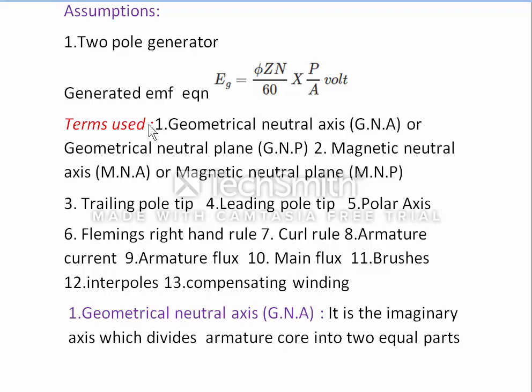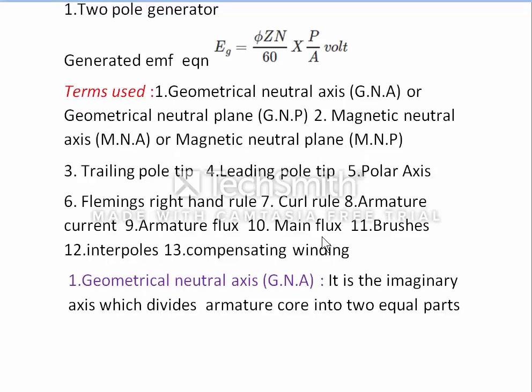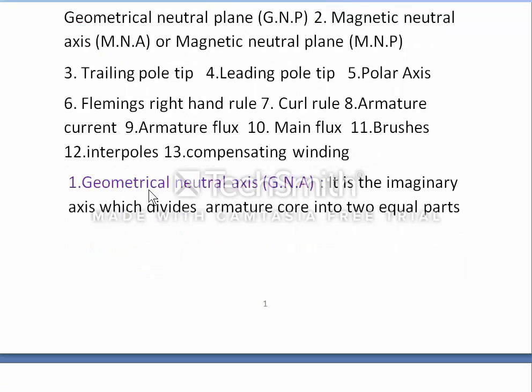The terms used here are geometrical neutral axis, also called the geometrical neutral plane. Second one is magnetic neutral axis or magnetic neutral plane. Trailing pole tip, leading pole tip, polar axis, Fleming's right hand rule, curl rule, armature current, armature flux, main flux, brushes, interpoles, compensating winding, demagnetizing flux, and the cross magnetizing flux.